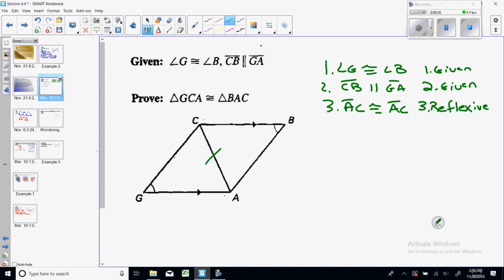Now, there's my side that's congruent. The key piece now, you know that you've got lines that are parallel, so you have to use alternate interior angles. But the alternate interior angle that you have is going to be created between the transversal and the side that's congruent. So angle GAC is going to be one of the angles, and the other one that's going to be congruent is up here at C, but it's angle BCA.